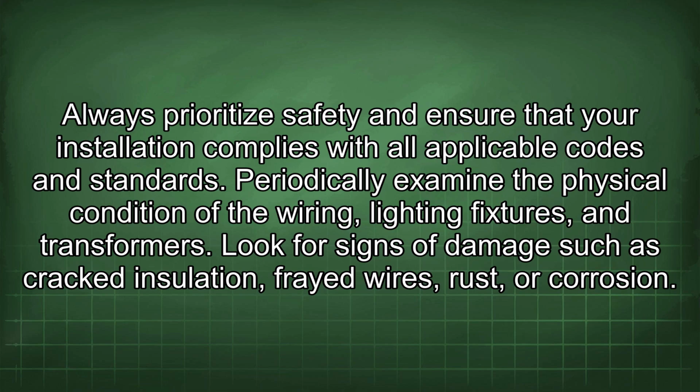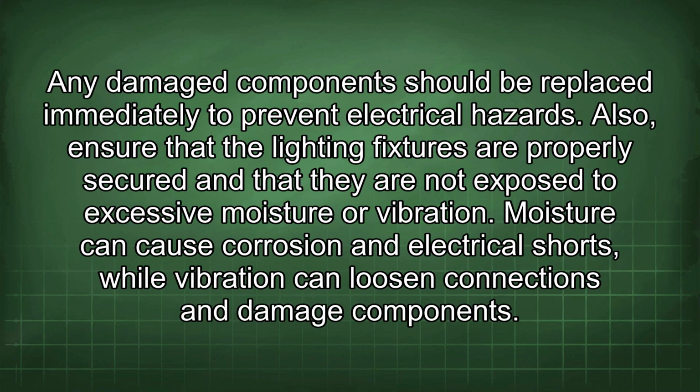Periodically examine the physical condition of the wiring, lighting fixtures, and transformers. Look for signs of damage such as cracked insulation, frayed wires, rust, or corrosion. Any damaged component should be replaced immediately to prevent electrical hazards. Also, ensure that the lighting fixtures are properly secured and that they are not exposed to excessive moisture or vibration. Moisture can cause corrosion and electrical shorts, while vibration can loosen connections and damage components.